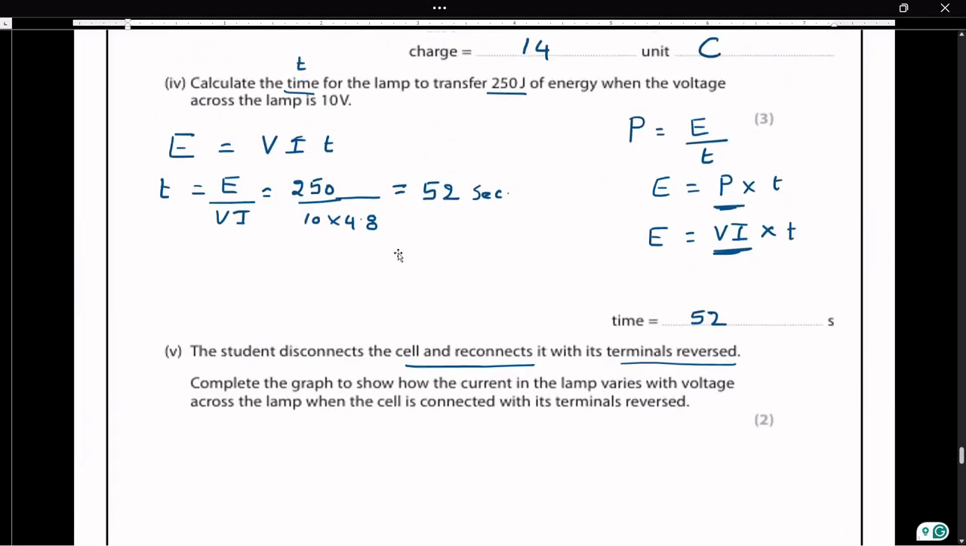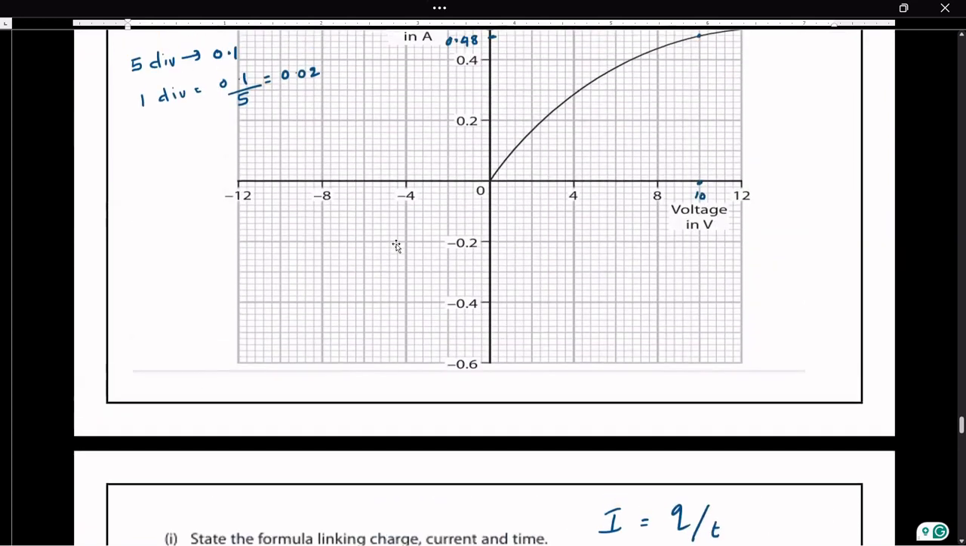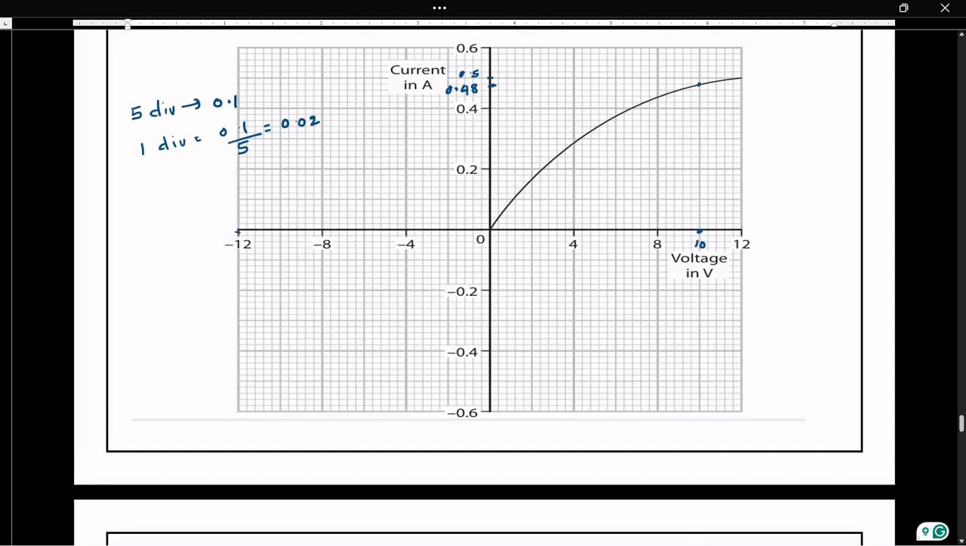Let us go back to the graph. Here they are telling that the cell is reversed, which means now there is a negative voltage. Negative voltage means your graph will come in the third quadrant. Current flow is reversed when the voltage is reversed. Therefore, the graph will be in the third quadrant, and it will be the same values, but reversed. Both the current and voltage are reversed. So let us mark it slowly.